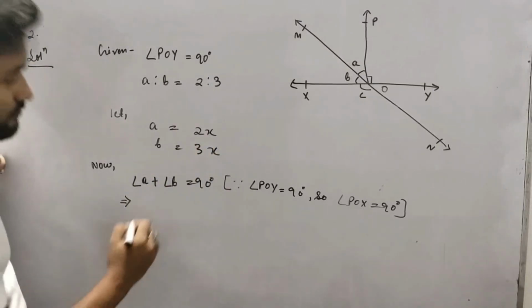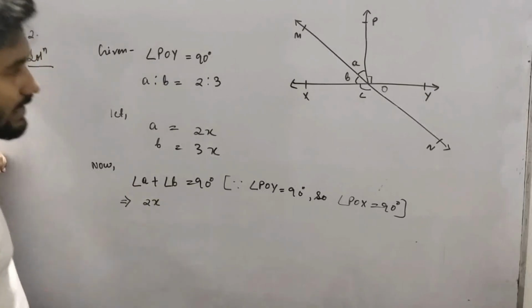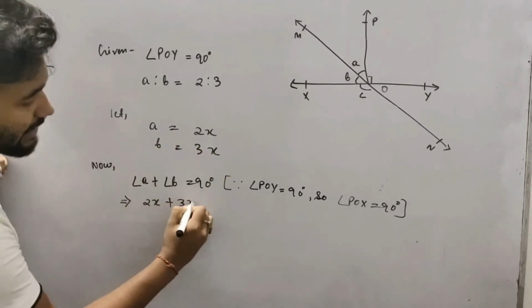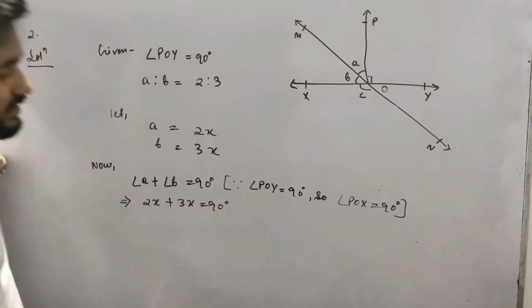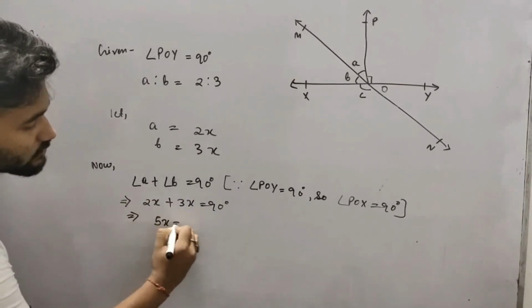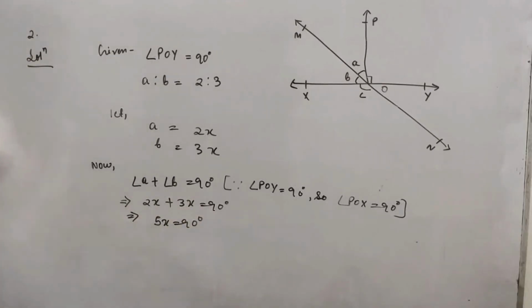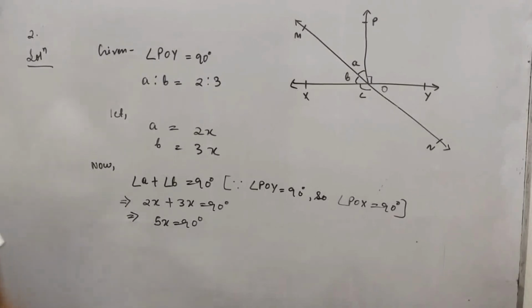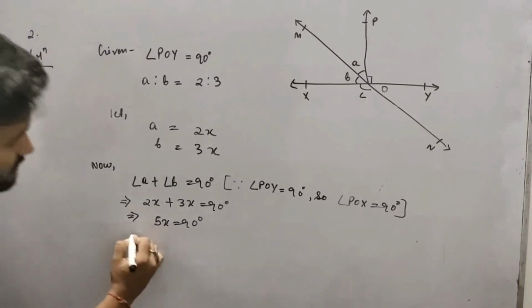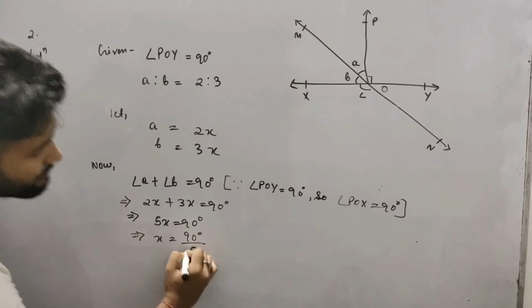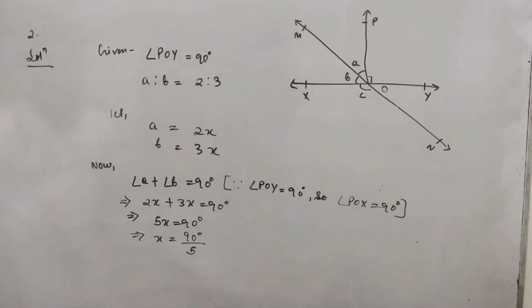Twice x, right? Twice x plus the value of angle B, thrice x, will be equal to 90 degrees. What is twice x plus 3x? 5x will be equal to 90 degrees. 5 is multiplied on that side, so on the other side it will become divide, right? So x will be equal to 90 degrees divided by 5. So now solve.